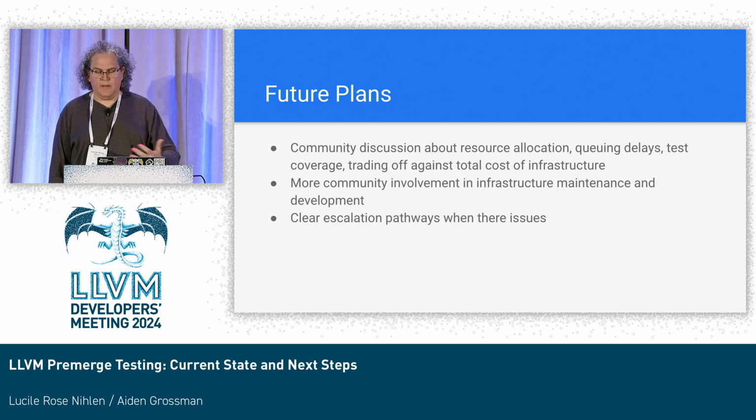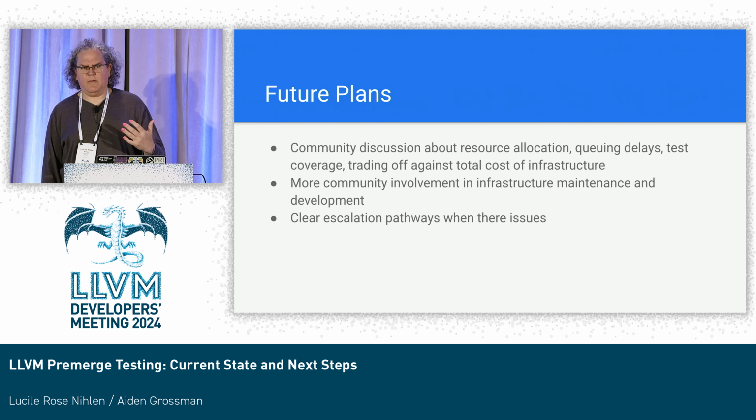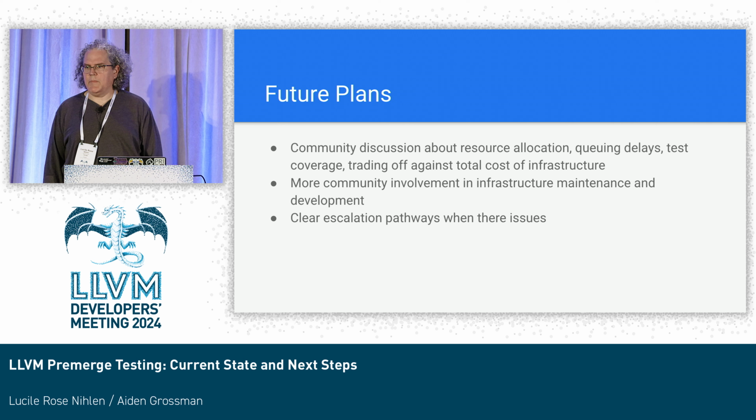And then we want to open the door to more community involvement. And lastly, with alerting and other things, having clear escalation pathways would really help. So it isn't so informal where you're just pinging somebody on Discord and saying, hey, it's broken, but we should already know it's broken because our alerting told us, right? That would be really helpful.